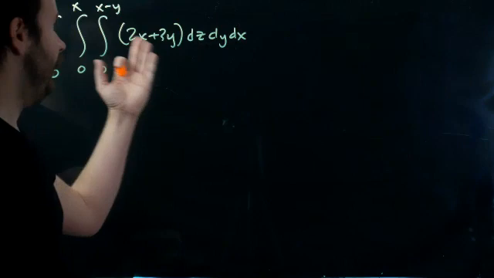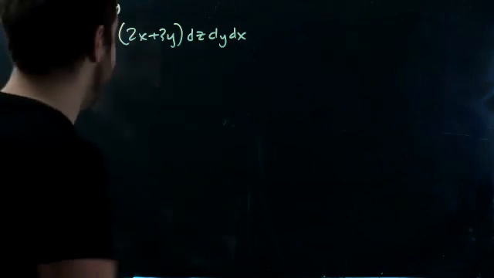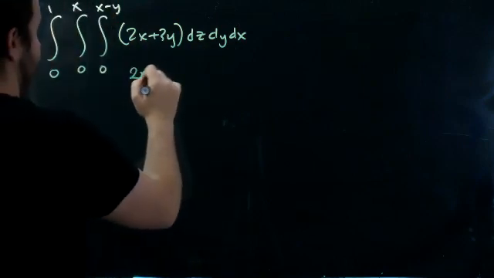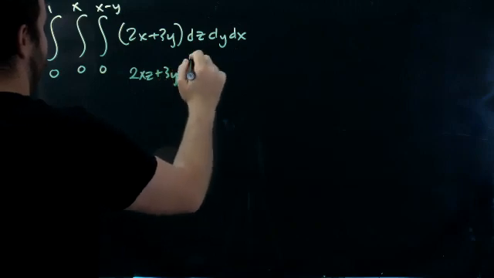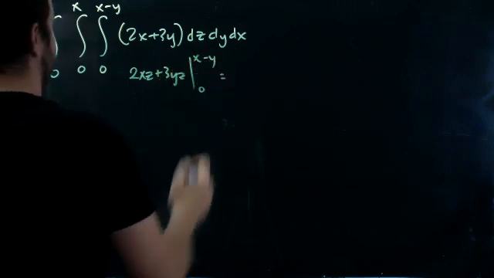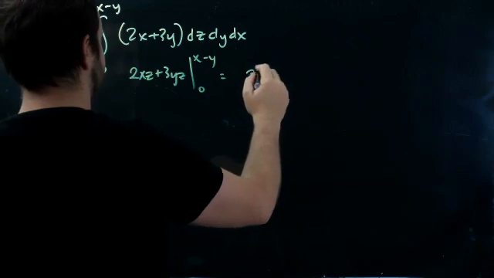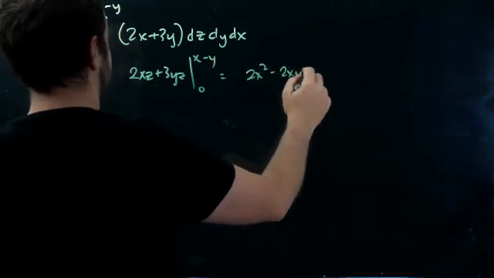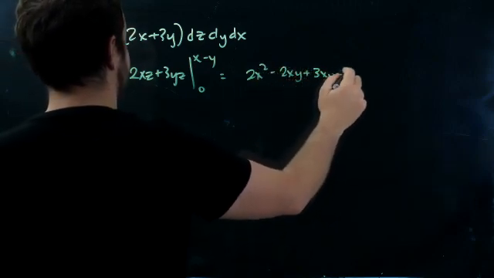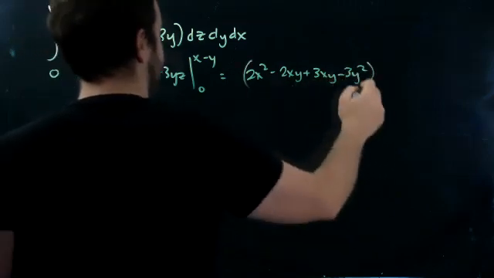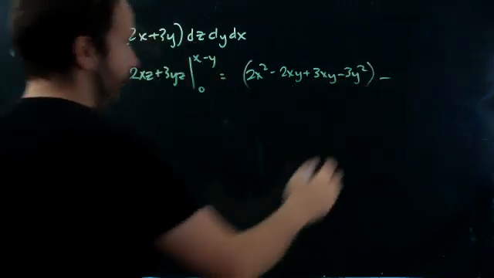This tells us you need to integrate this expression with respect to z first. Easy enough to do. That becomes 2xz plus 3yz. Then we plug in x minus y, plug in 0, and find the difference. When I do this, I get 2x squared minus 2xy plus 3xy minus 3y squared, minus what I get when I plug in 0. But when I plug in 0 for z, I get 0.